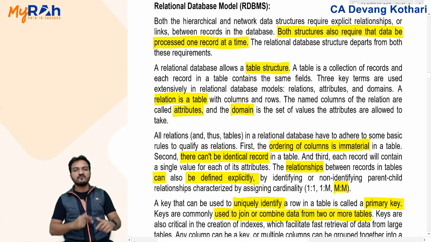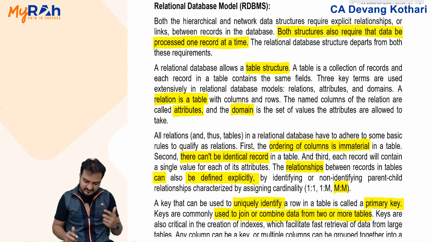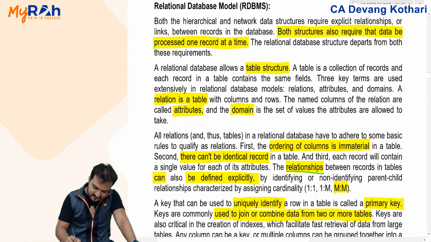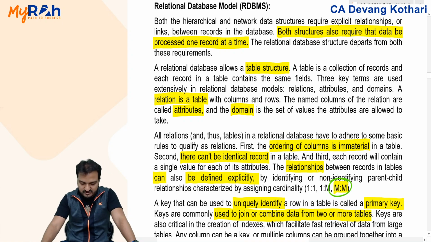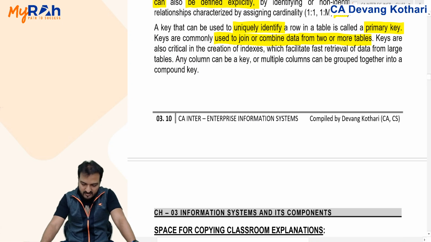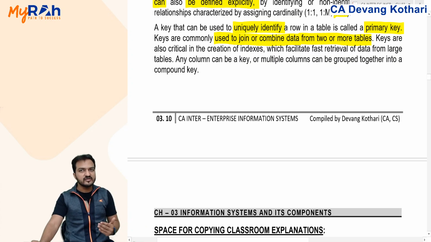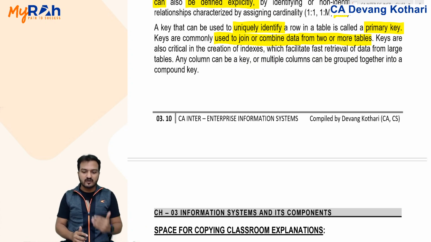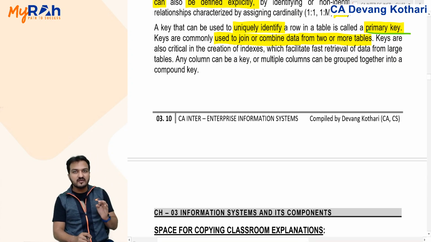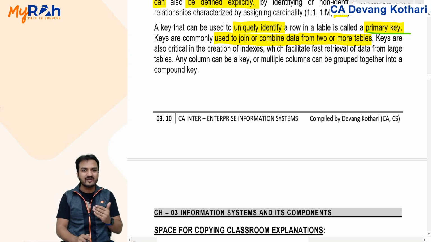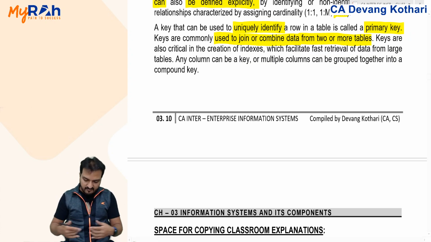DBMS will prevent duplication. Yes, relationships can be explicitly defined. Any types of relationships can be defined. Even many to many relation can be defined. All the tables are interconnected to each other using some column. That column which is used for interconnection is called primary key. Primary key is the column which is used to join the tables, to combine the tables.